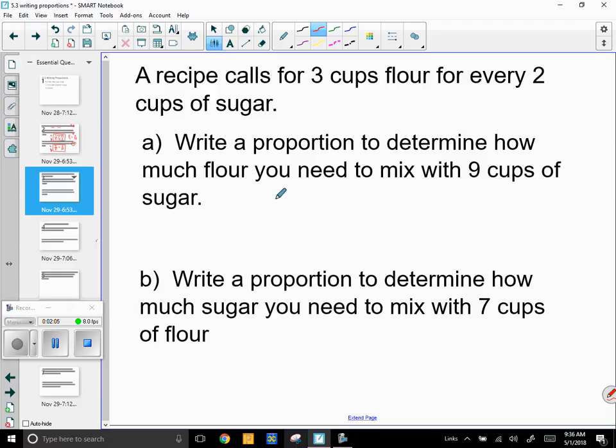All right, so it says 3 cups of flour for every 2 cups of sugar. Instead of using a C for cups, I'm going to use an F and an S just to keep track of things. I'm going to put flour on top and cups of sugar on the bottom. Now this is not part of the ratio. This is not part of the proportion. I'm just writing that down to keep track. You can do that in your head if you want.